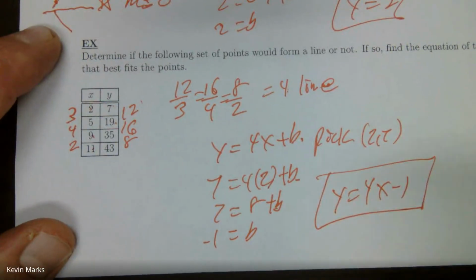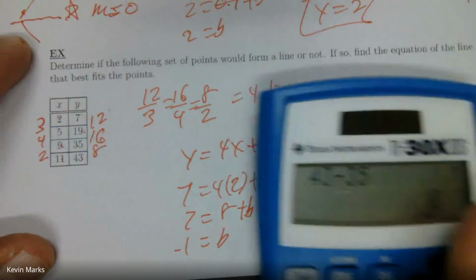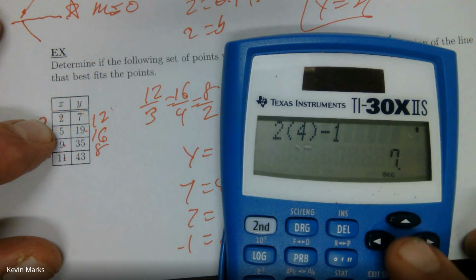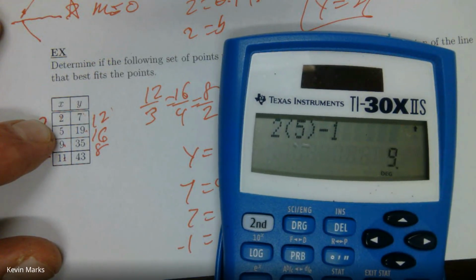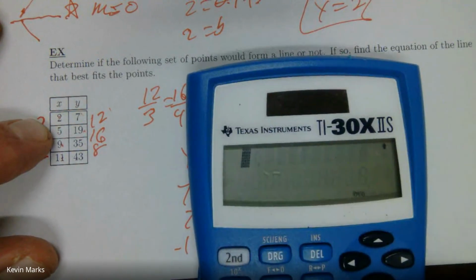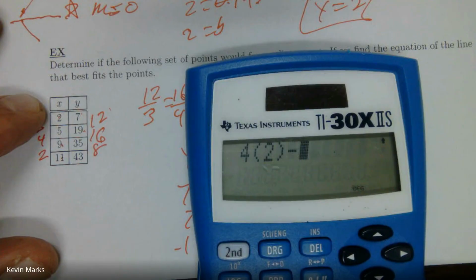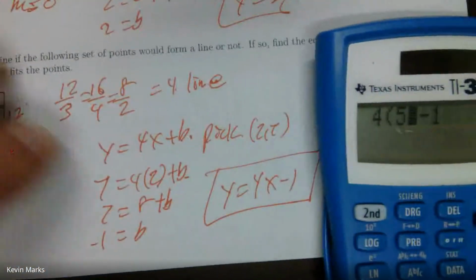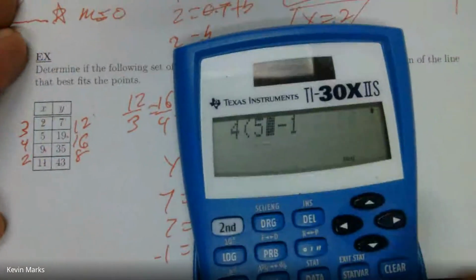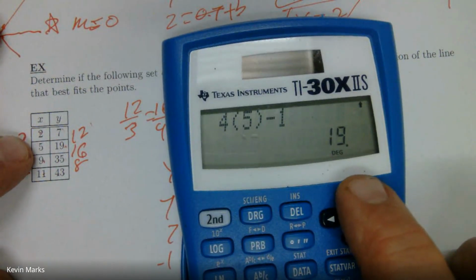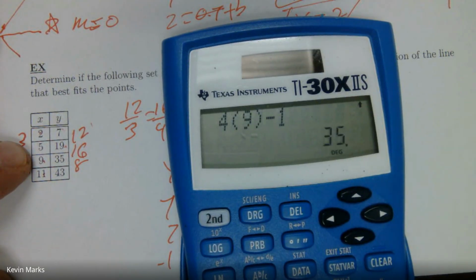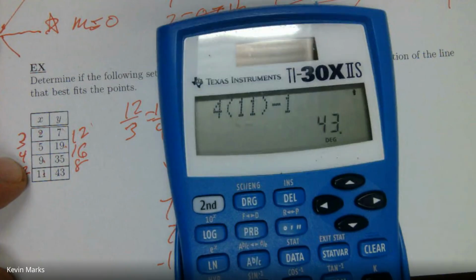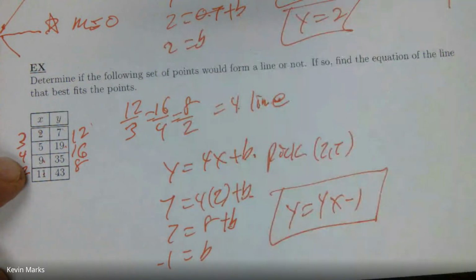That's your equation, right? And heck, it couldn't hurt to check. 4x minus 1. Look, 4 times 2 minus 1, sure enough, there's your 7. And then the next one, I want to plug in 5. So now I'm plugging into 4 times x minus 1. So 4 times 5 minus 1, sure enough, there's your 19. If you plugged in 9 for x, sure enough, there's your 35. And you could even plug in the 11. It gives you 43. It's working, right?